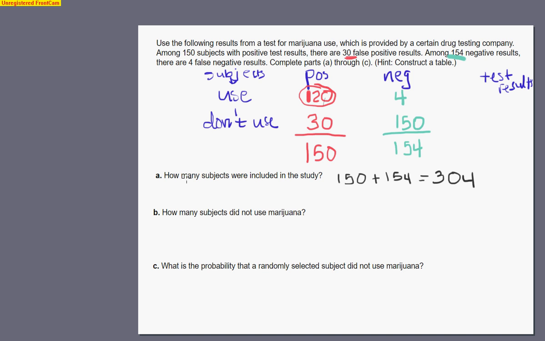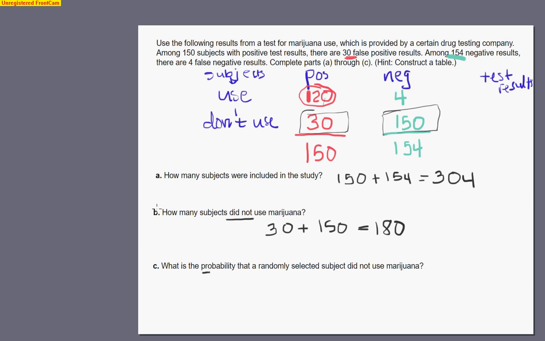If we move on to part B, how many subjects did not use marijuana? So here are our don't use marijuana. They're up here. We have 30 people who tested positive who don't use, and 150 people who tested negative and don't use. So that looks like altogether we have 30 plus 150 equals 180 people who don't use marijuana, whether they tested positive or negative.